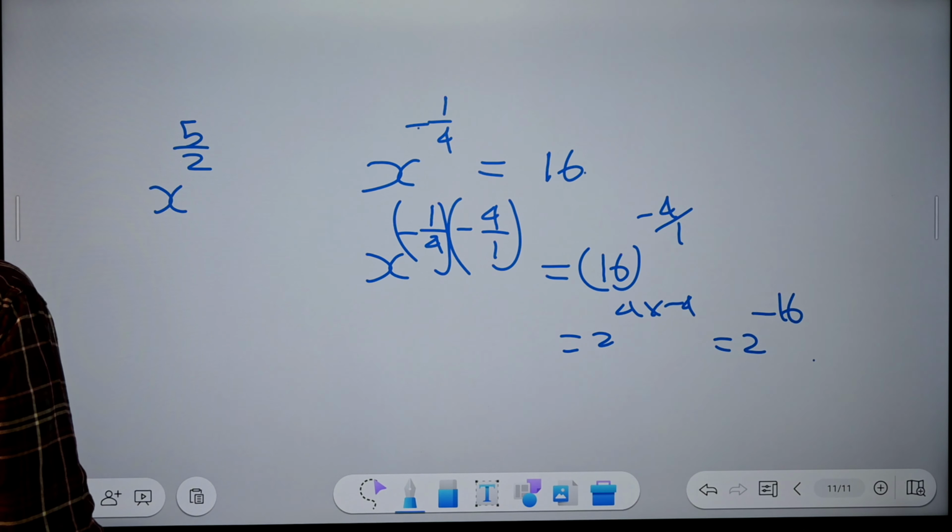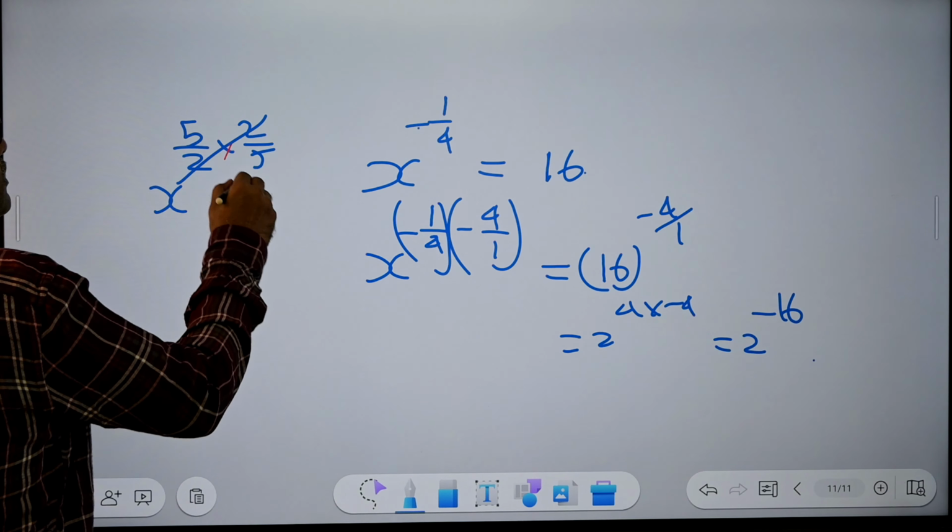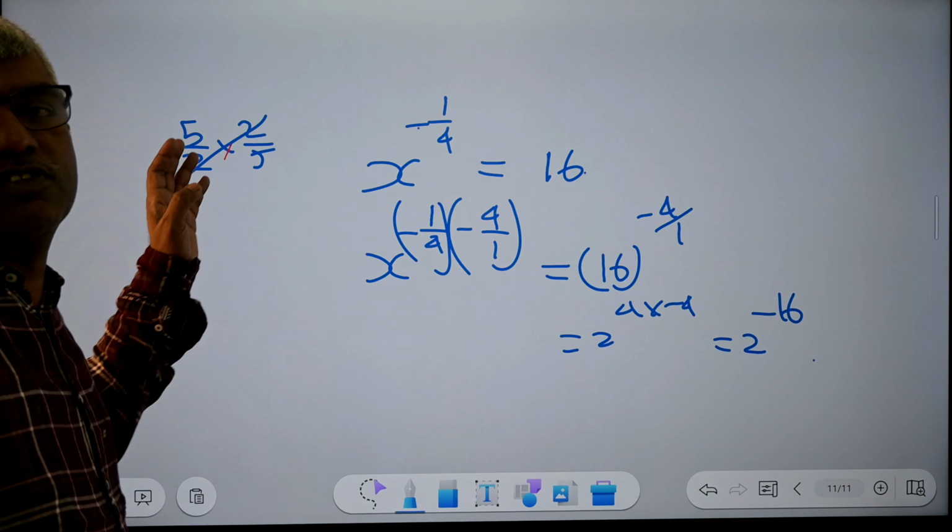Okay, for example, x power 5 by 2. What will you do? Here you have to multiply by 2 over 5. 2 will be cancelled. Here there is no minus, so no need to do minus.